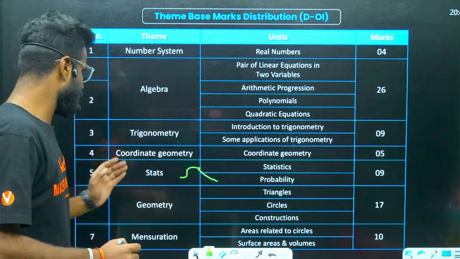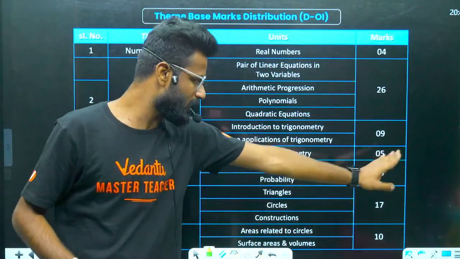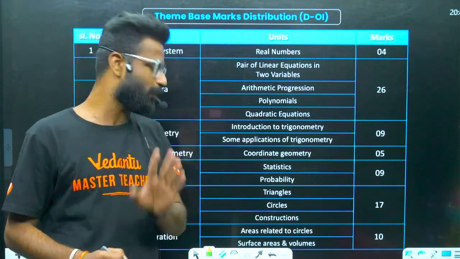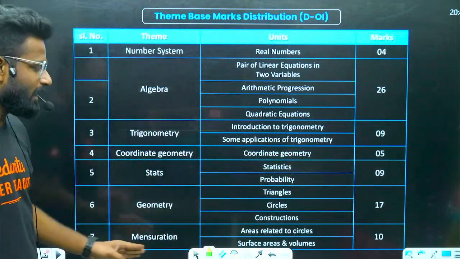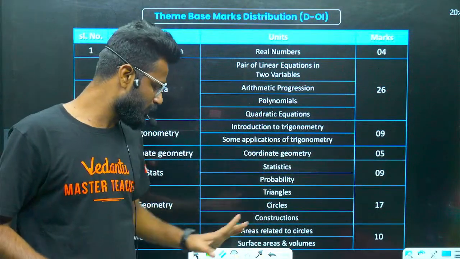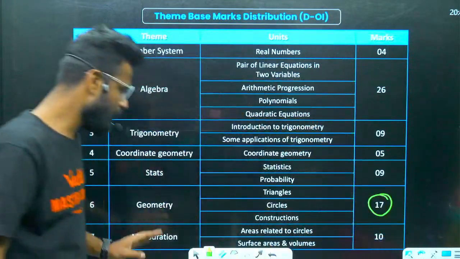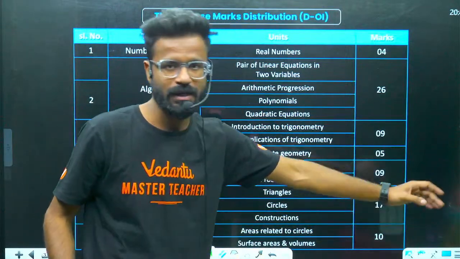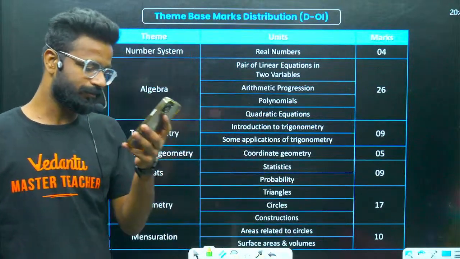And then we have coordinate geometry, which is of 5 marks. Stats, you have statistics as well as probability. These 2 chapters contain 9 marks. Geometry: triangles, circles, construction, and these chapters are of 17 marks. Mensuration: areas related to circles and surface areas and volumes. These 2 chapters are of 10 marks.